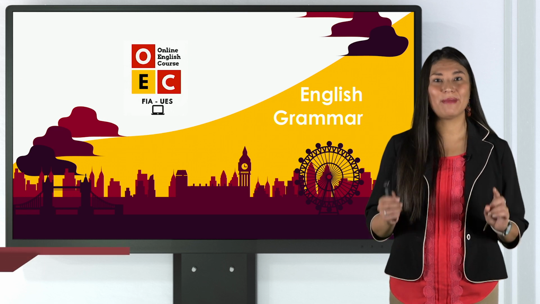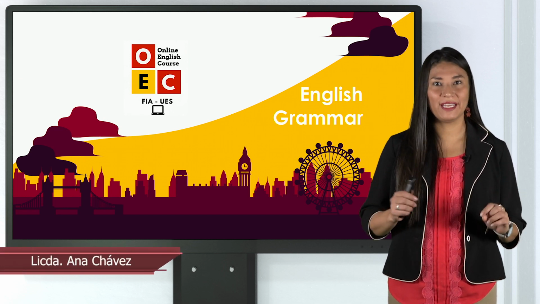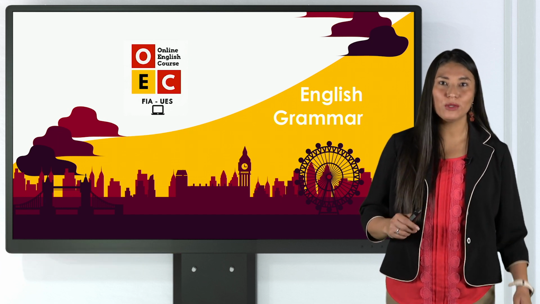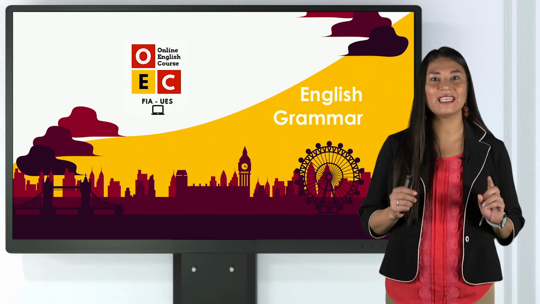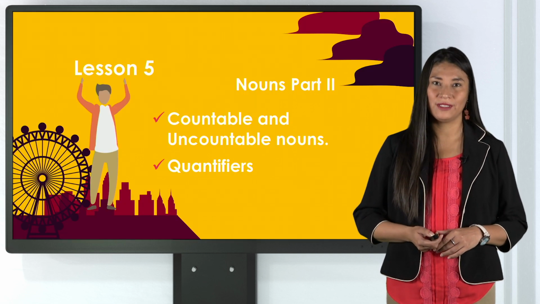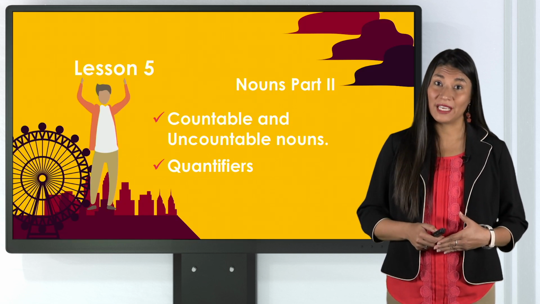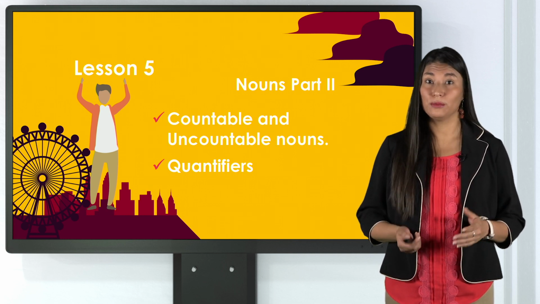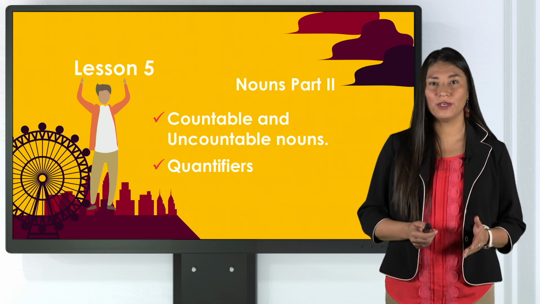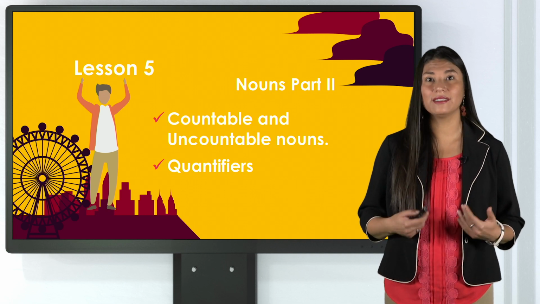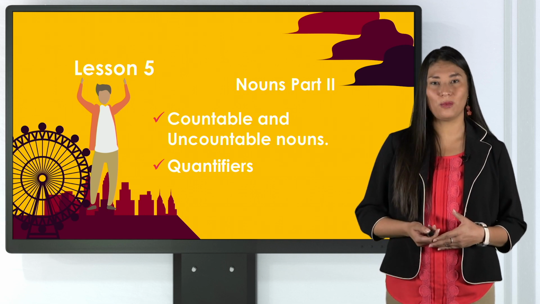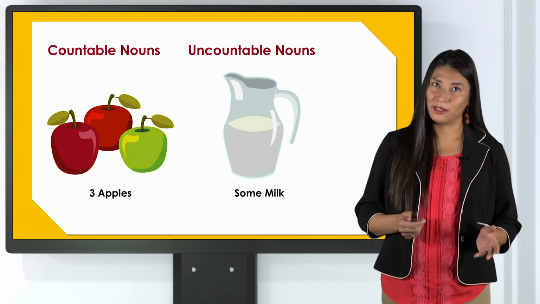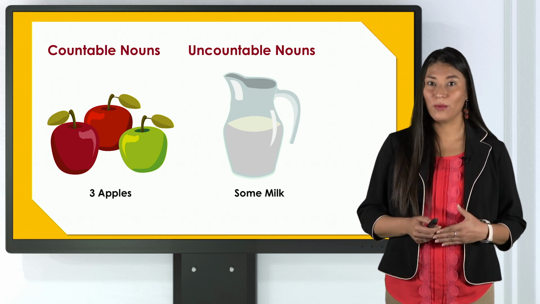Grammar is the systematic study and description of a language. It can also be defined as a set of rules and examples dealing with the syntax and word structures of a language. And that's the reason why today we are going to have our lesson number 5: the noun, part 2. We are going to study countable and uncountable nouns plus quantifiers. So now we are going to see what countable nouns are and what uncountable nouns are.